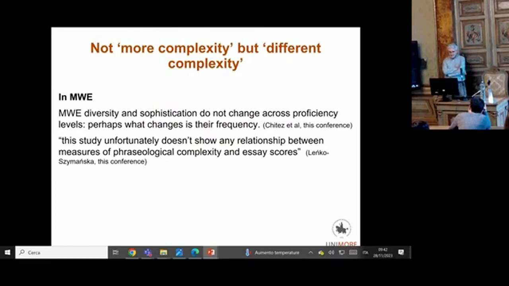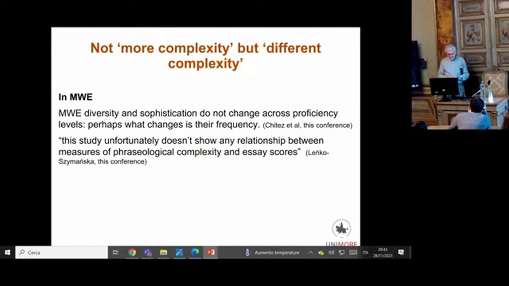At this conference, for example, in the talk by Chitez and colleagues, we listened, and I paraphrase their findings, but what I understood is that the main finding was that multi-word expression diversity and sophistication do not change across proficiency levels. And this was seen as a disappointing result, but it's just a result. Perhaps a possible interpretation is that what changes is their frequency. So it's not sophistication and diversity, but maybe another type of complexity, that is, how frequent they are in a reference corpus. So that may be the aspect that changes over time.